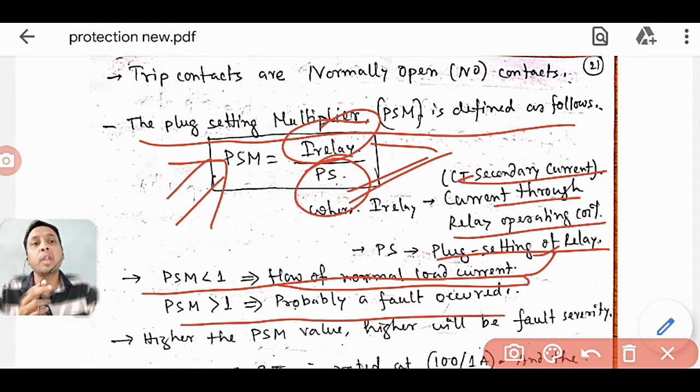PSM is greater than 1. That means if it is more than 10, what can you assume? There is some fault. Probably some fault occurred. So the higher the PSM value, the higher the fault severity. More PSM means your set point is 10, but your secondary is 50 ampere. That means a high current is flowing. So that's why your PSM becomes 5. So that's it about PSM.